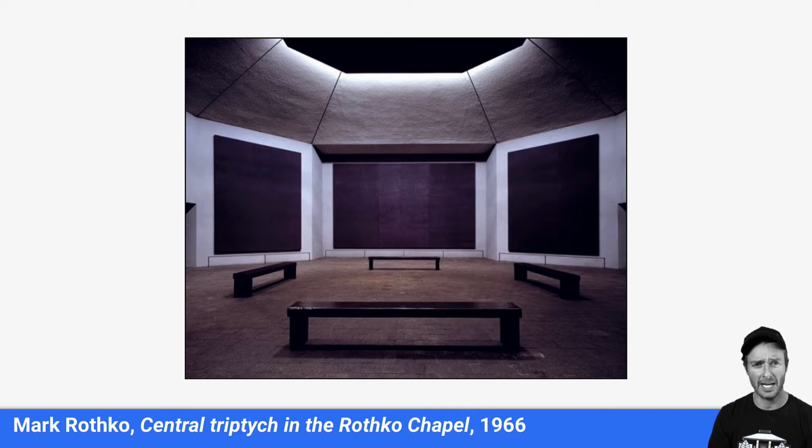Rothko was considered an abstract expressionist painter, but I think he would kind of push back against that. These are called the Central Triptych in the Rothko Chapel, completed in 1966. What you're looking at here is three different paintings, right? Two large square panels centered by a series of three horizontal panels combined.